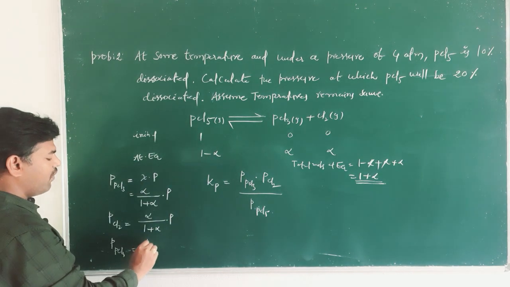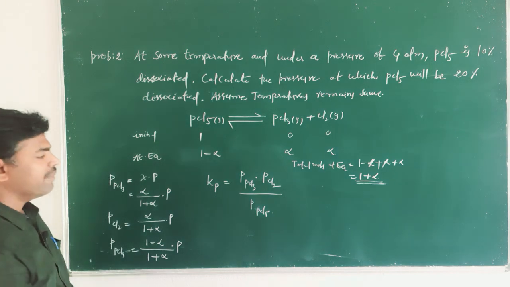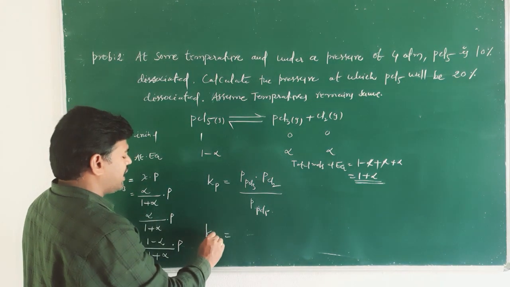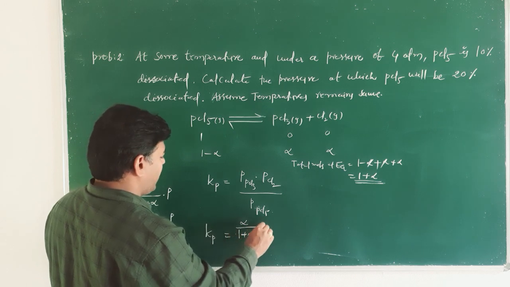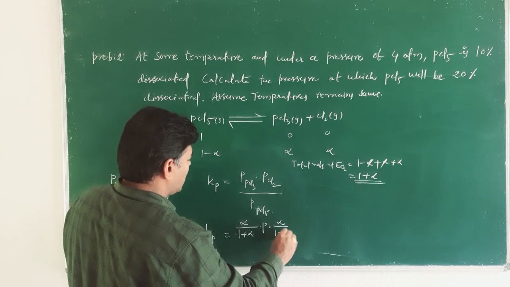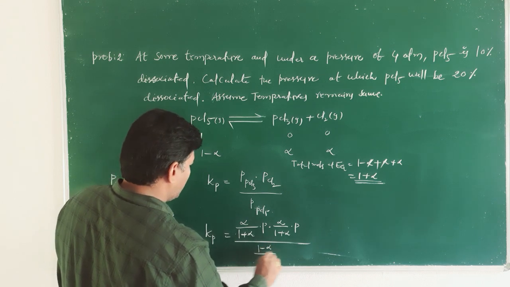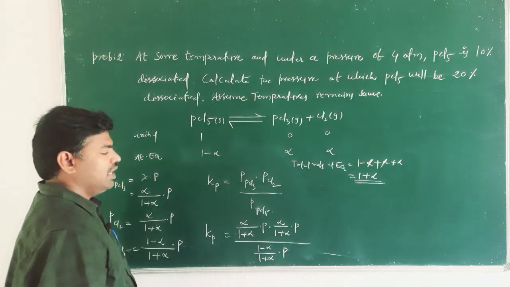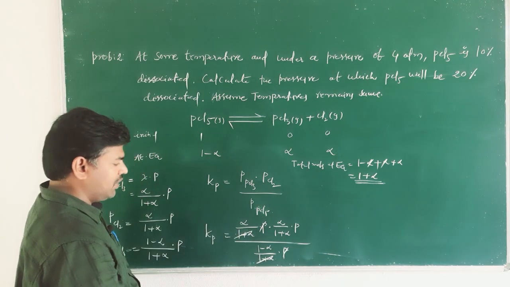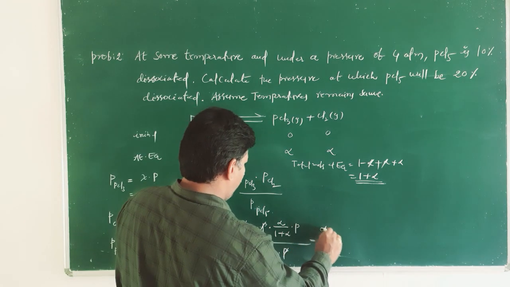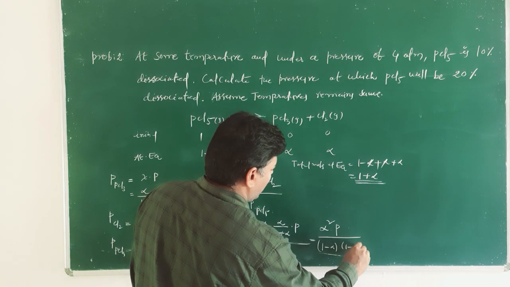Number of moles of PCl5 at equilibrium is 1 minus alpha, and total moles at equilibrium is 1 plus alpha, multiplied by the total pressure. If we substitute these values into the equation, Kp is equal to the partial pressure of PCl3, alpha by 1 plus alpha into P, times the partial pressure of Cl2, alpha by 1 plus alpha into P, divided by the partial pressure of PCl5, which is 1 minus alpha by 1 plus alpha into P. This P gets cancelled, and this 1 plus alpha gets cancelled, and we get alpha square P by 1 minus alpha into 1 plus alpha.